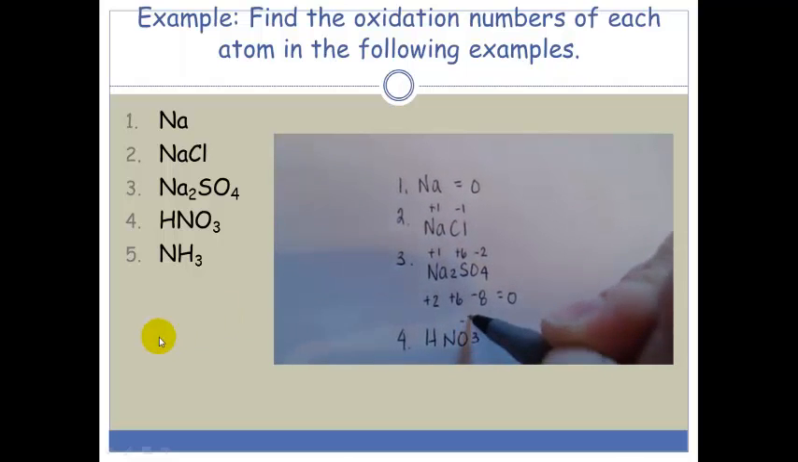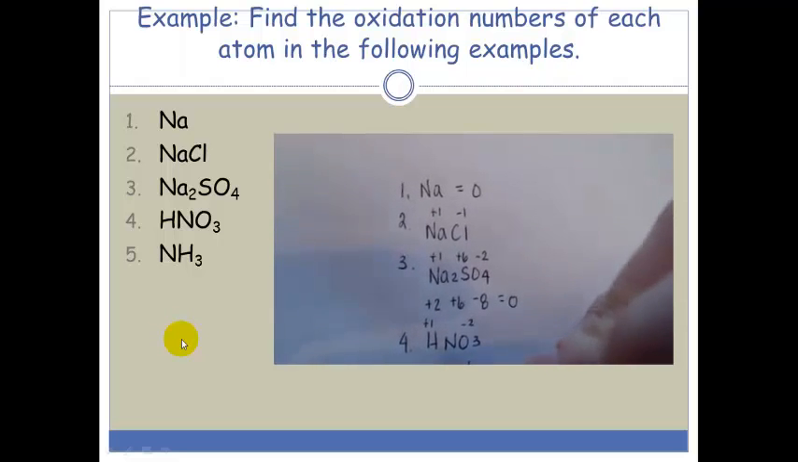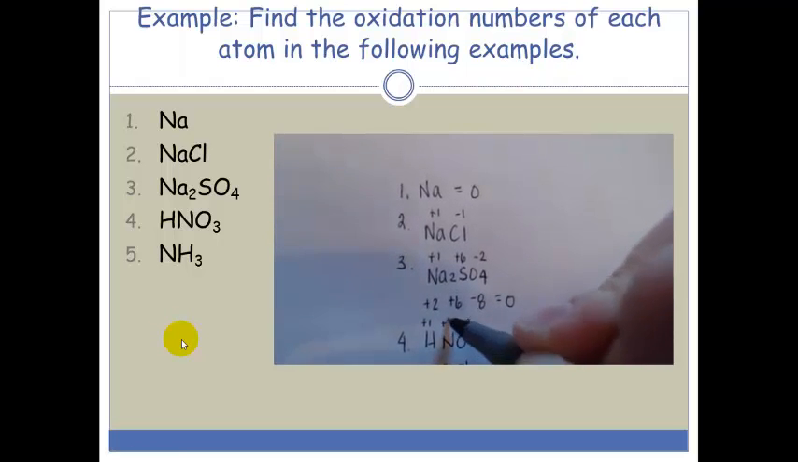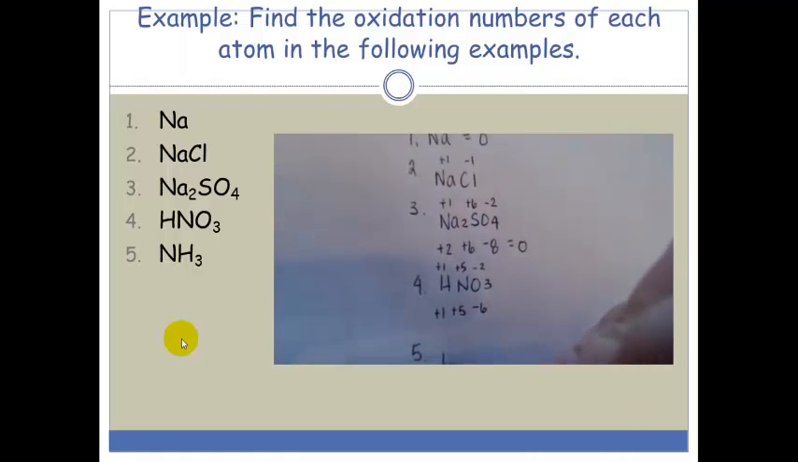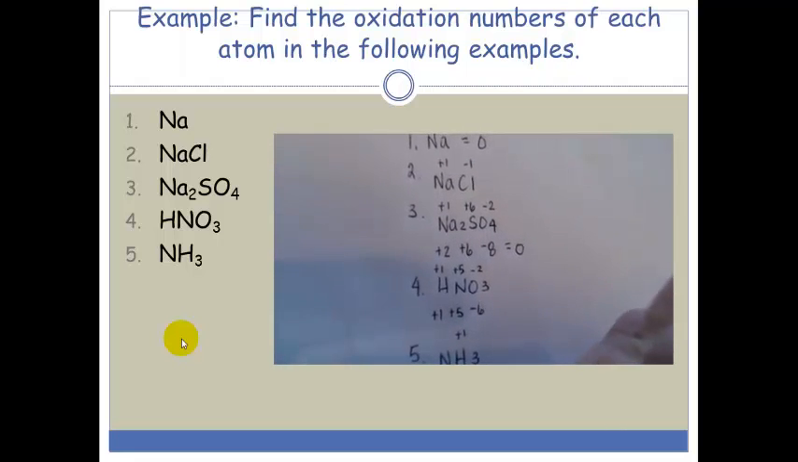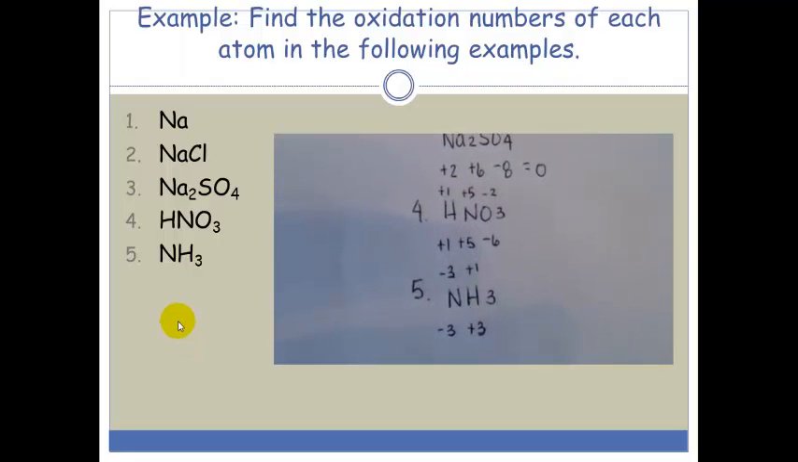So these are the oxidation numbers. In HNO3, O is -2 for a total of -6. H is +1, so N must be +5 because they have to add up to 0. And last but not least, in ammonia, hydrogen is +1 for a total of +3, which means nitrogen must be -3 because they have to add up to 0.